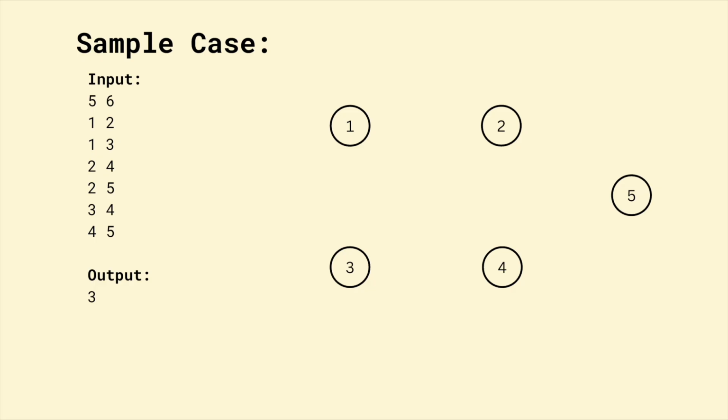Let's take a look at our sample case. We have 5 nodes and 6 edges. The edges are between 1 and 2, 1 and 3, 2 and 4, 2 and 5, 3 and 4, and 4 and 5. We can see that the shortest cycle is made up of the edges between nodes 2, 4, and 5, aligning with the output of 3.